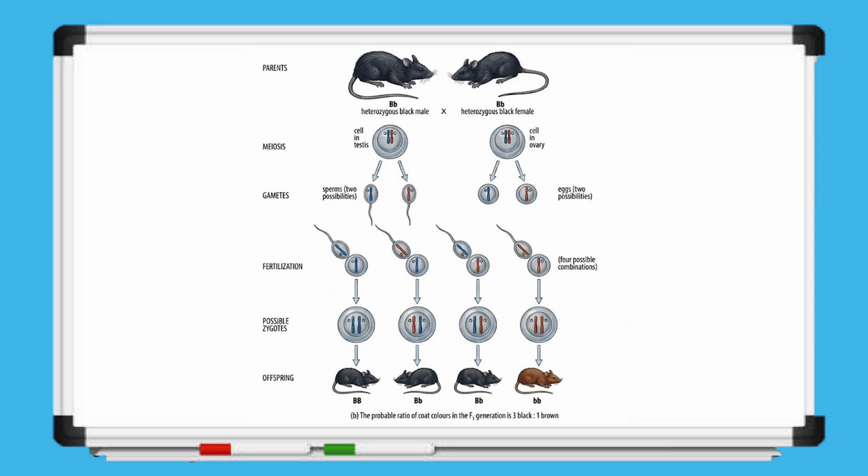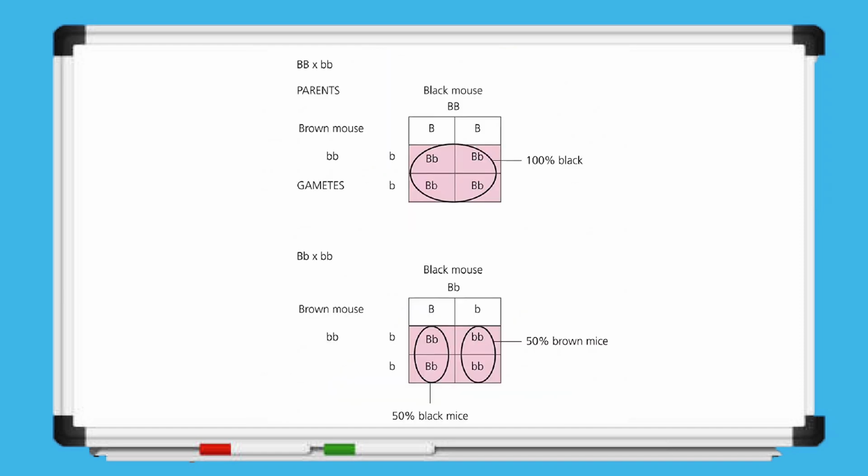This means there is a 75% chance that an offspring will have black fur and a 25% chance that it will have brown fur. The diagram shows 2 different genetic crosses involving mouse fur color, where capital B represents the dominant allele for black fur and small b represents the recessive allele for brown fur. In the first cross, a homozygous black mouse represented by capital BB is crossed with a homozygous brown mouse represented by small bb. The black parent has 2 dominant alleles and can only produce gametes carrying the dominant allele, while the brown parent has 2 recessive alleles and can only produce gametes carrying the recessive allele.